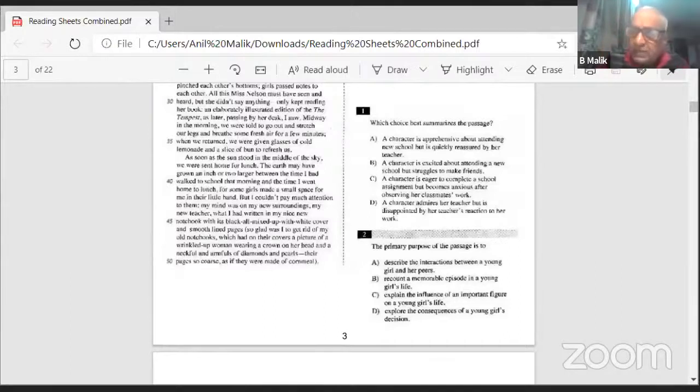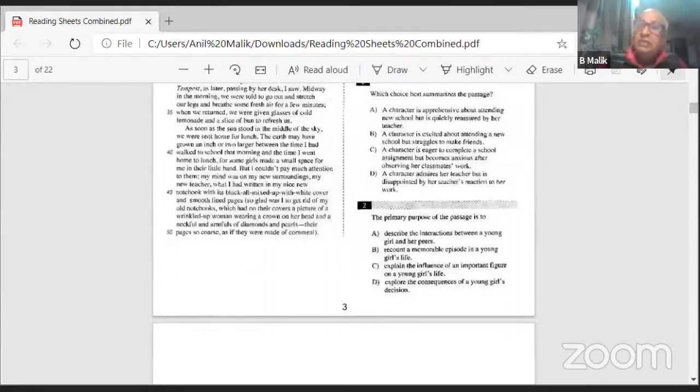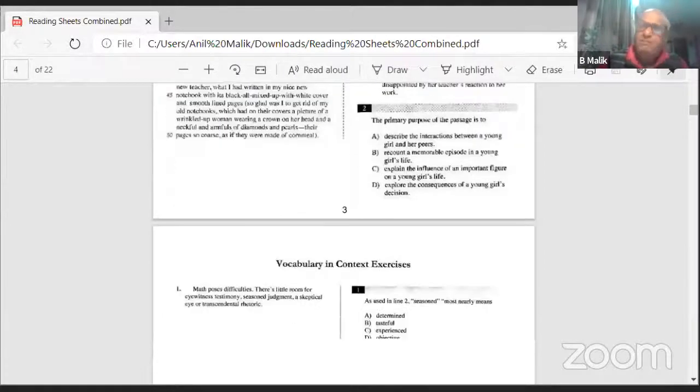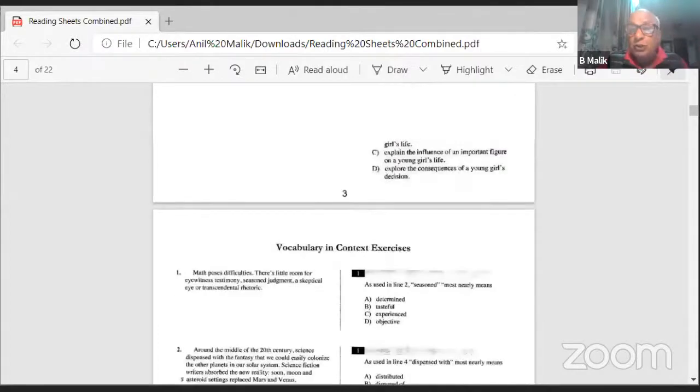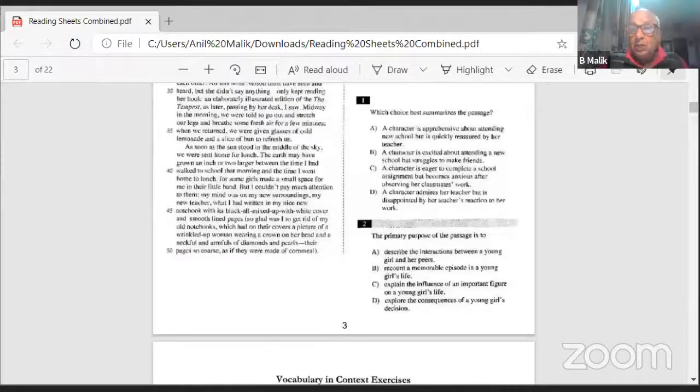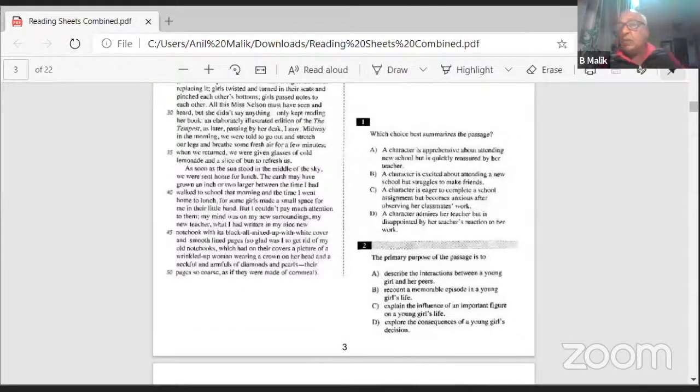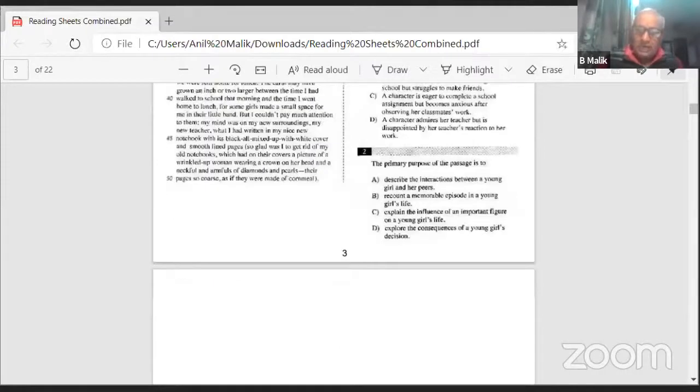So a literature passage, as I mentioned to you, differs from any other passage in that you have to read the passage. Should you get a question like the one I showed you on top, which choice best summarizes the passage, or a question like which choice gives the correct sequence of events, you have to read the passage and generate that sequence. So you know that this is the sequence that happened. All right, I'm going further.